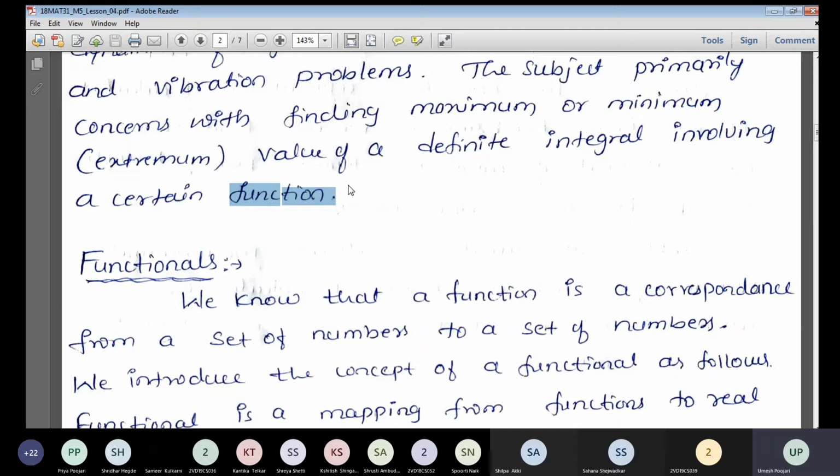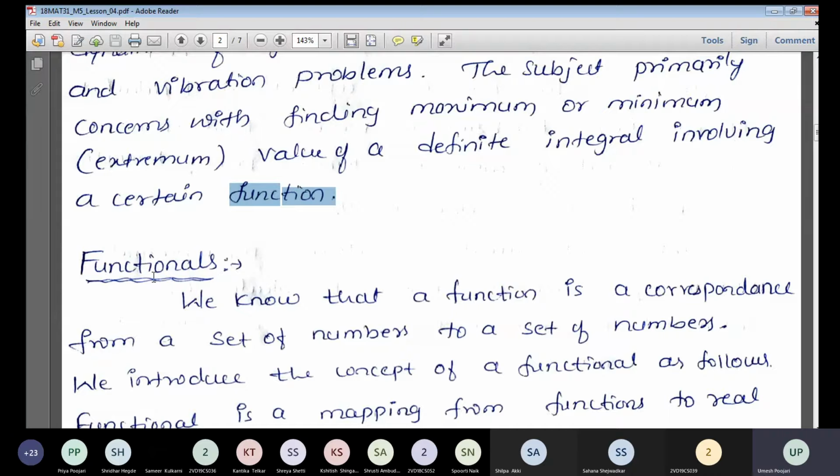You know that f from A to B, where A is some set of numbers and B is also some set of numbers. F is a function from A to B such that f of x equals sin 2x, or 2x plus y, like that, or the function f from A to B such that f of x equals 2x square plus 1. These are all nothing but functions, which means a function is a mapping from numbers to numbers.